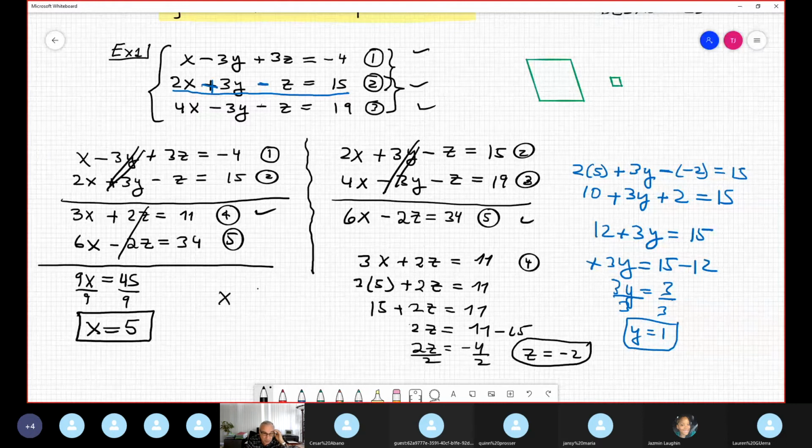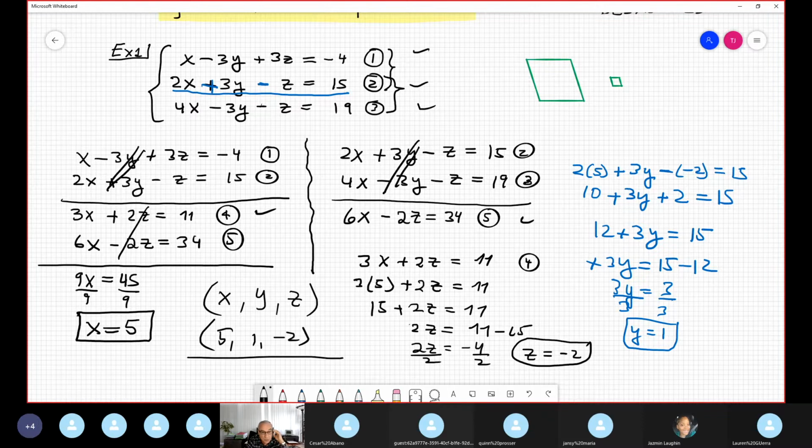And the solution is the ordered triple x, y, z, in alphabetical order, separated by commas. So in our example it's 5, 1, negative 2. It's the solution. Final answer.